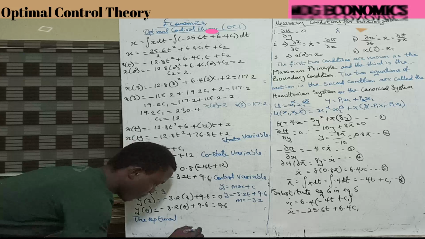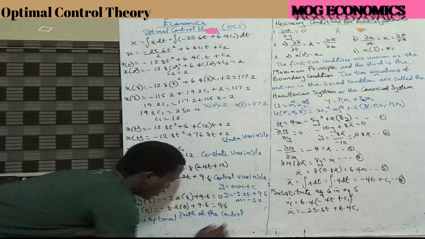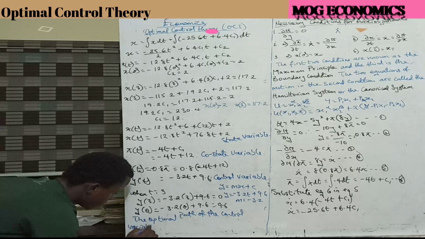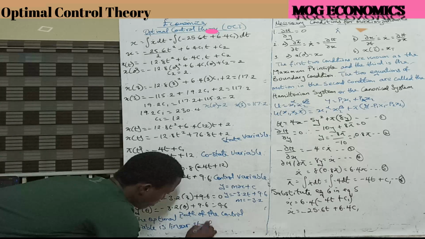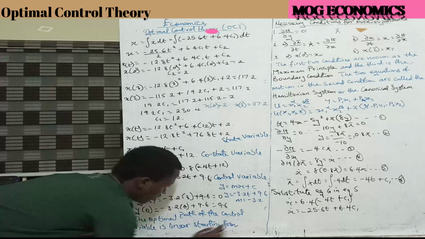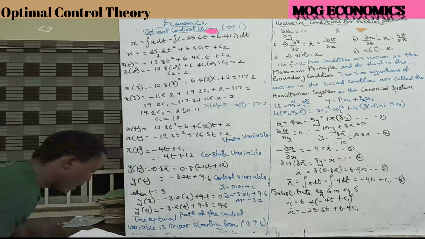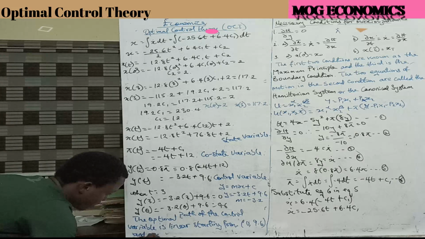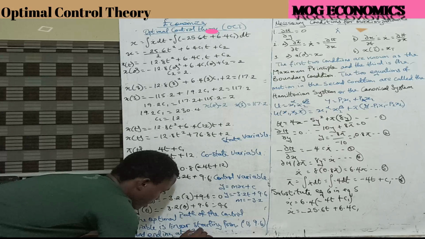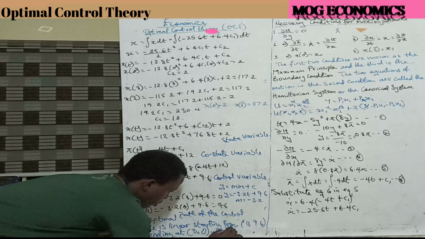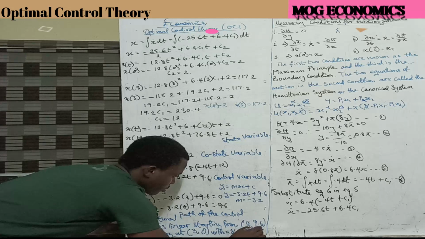optimal path of the control variable is linear, starting from, so now mention these values, starting from 0 and 9.6 and ending at 3, 0, with a slope of, what was our slope? Minus 3.2, of minus 3.2.